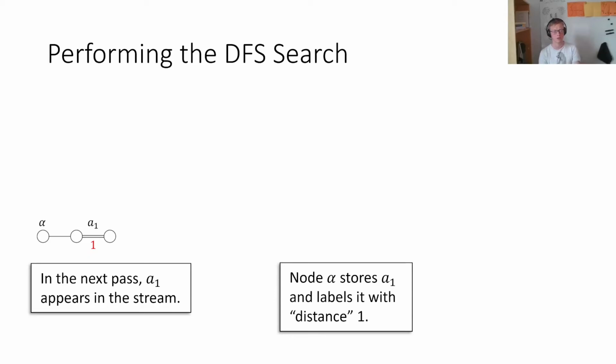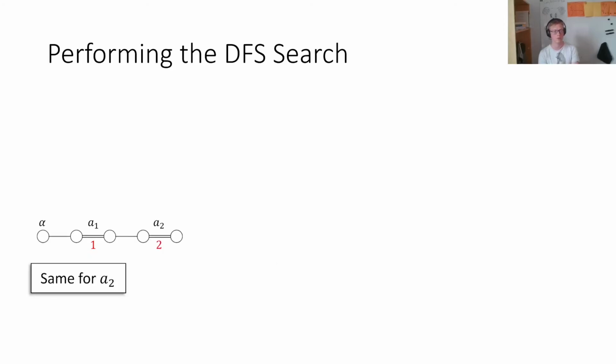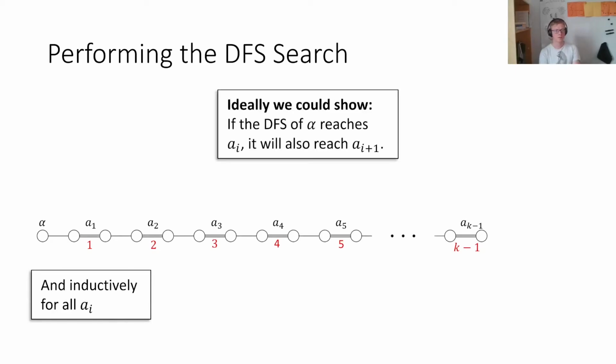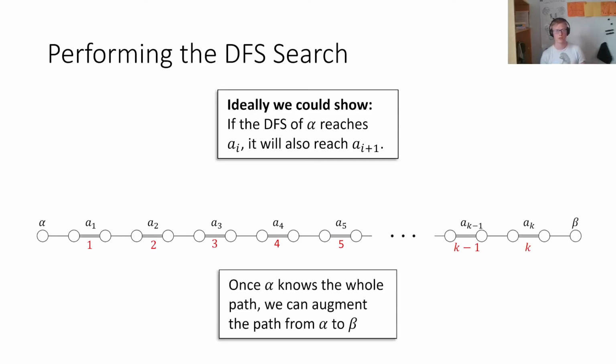So now we know that from alpha to alpha 1 we have a distance of 1. Then we repeat this for A2, and do it inductively until A k minus 1. And ideally, we could now use induction to show that if we got to A k minus 1, then we would also get to A k, and then from that find beta. Unfortunately, it's not this simple, and this is where the technical difficulties start.